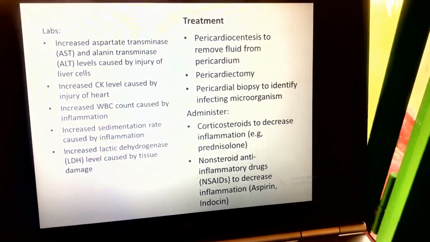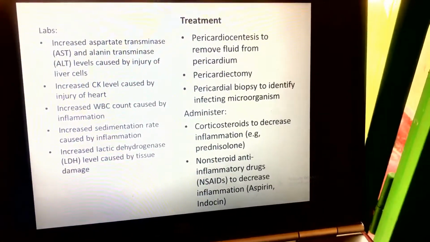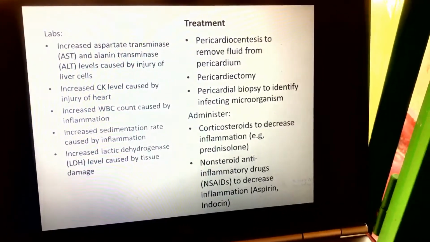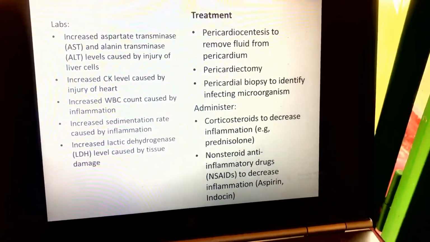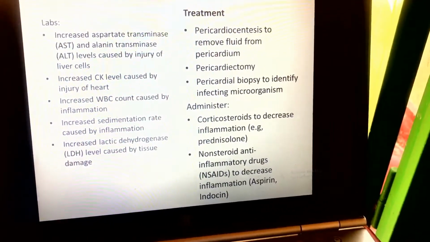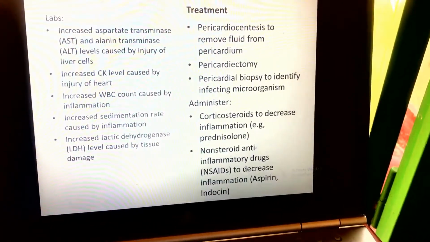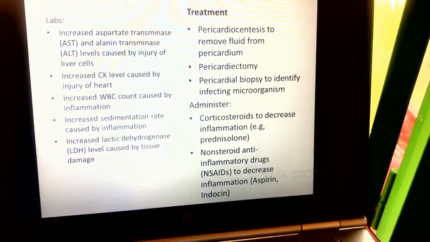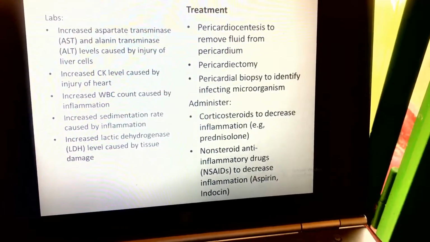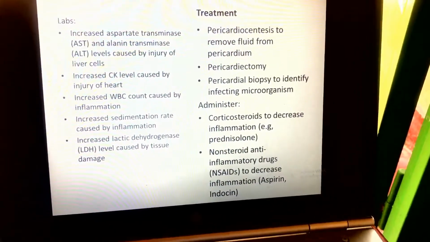Treatment: pericardiocentesis to remove fluid from the pericardium. Pericardiocentesis is insertion of a needle to aspirate those fluids. Pericardiectomy also can be done. Pericardial biopsy to identify infecting microorganisms, and we can administer corticosteroid to decrease inflammation, for example, prednisolone. Non-steroidal anti-inflammatory drugs to decrease inflammation also, like aspirin and NSAIDs.